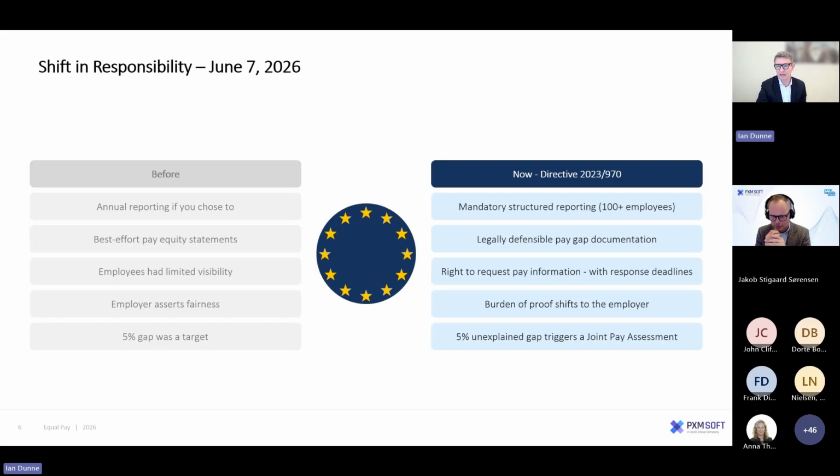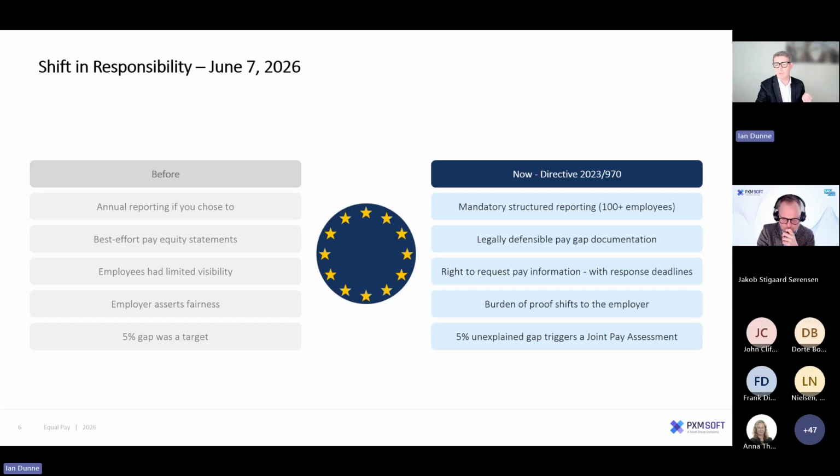And I think the most significant shift, the one that keeps employment lawyers awake at night, is that the burden of proof moves directly to the employer. So you're no longer presumed fair until proven otherwise. If a gap exists, you have to prove that it's justified. And if an unexplained gap exceeds 5%, a joint pay assessment is triggered automatically. So that's a major shift in terms of the burden, the time element, and the related cost, which we'll cover.